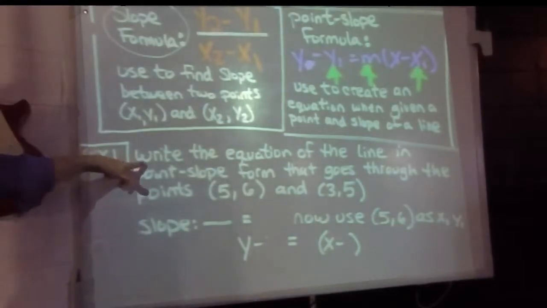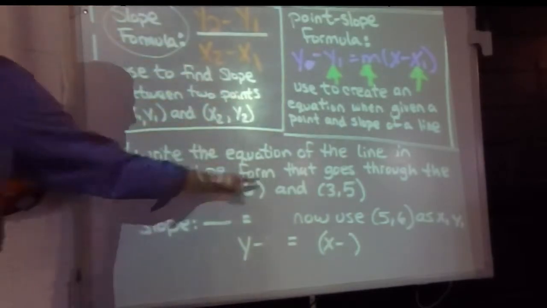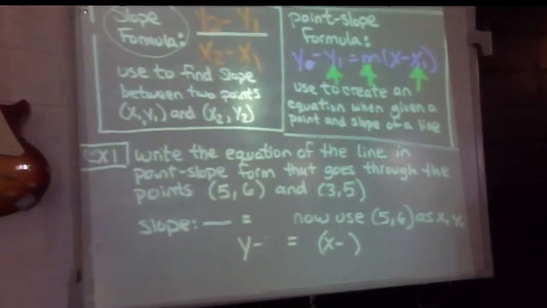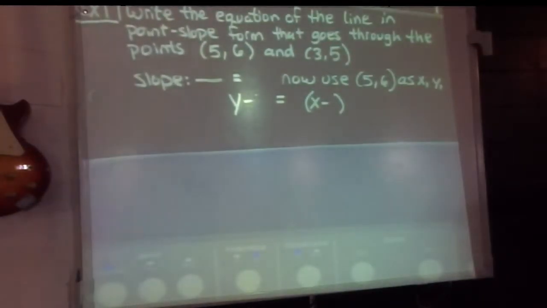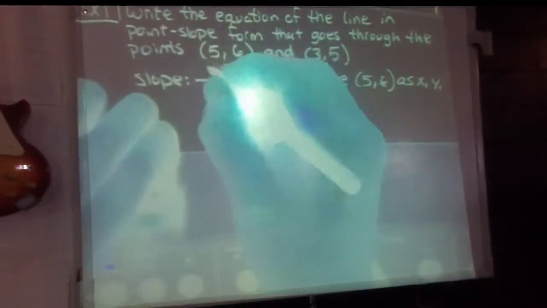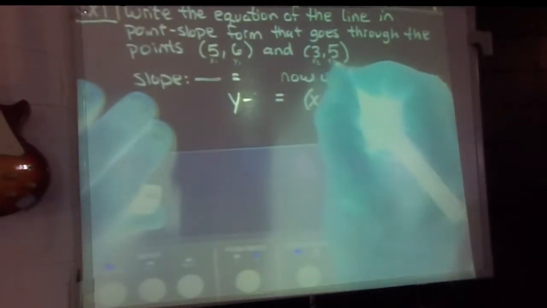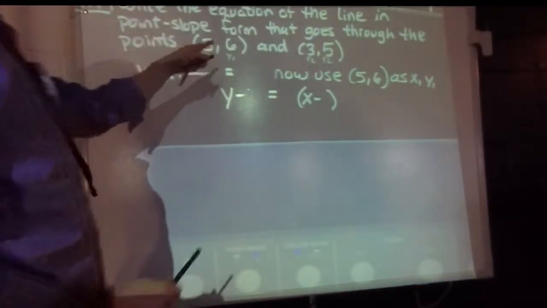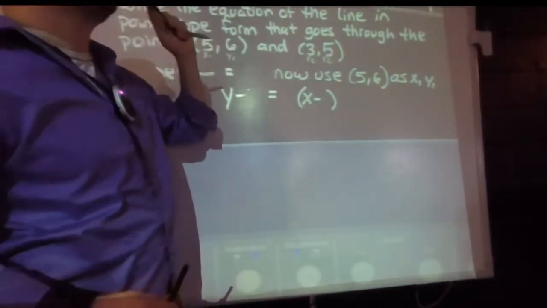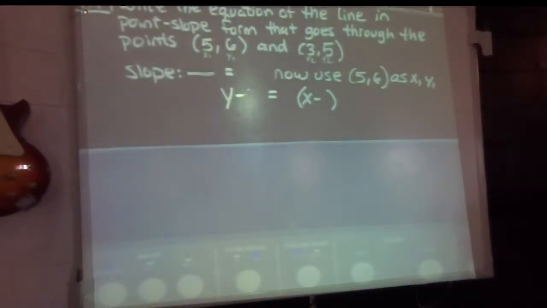So this is write the equation of the line in point slope form that goes through these 2 points. So you have these 2 points. I would start out by labeling. So I'd label it x1, y1. Every point is x, y. So label it x1, y1, and the other one is x2 and y2. The first x, the first y, the second x, the second y. x1, y1, x2, y2.